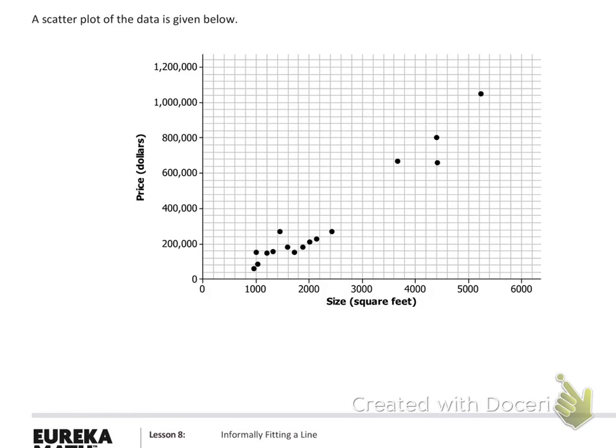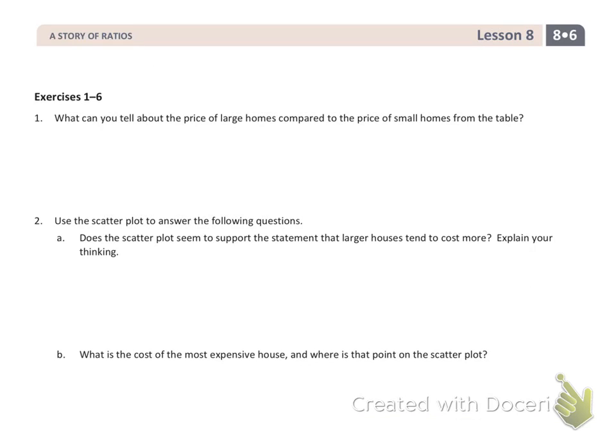Okay, so we're going to refer back to this scatter plot and the data itself for the next several exercises here that we'll work through together. So what can you tell about the price of large homes compared to the price of small homes? And we could say something like large homes cost more than smaller homes.